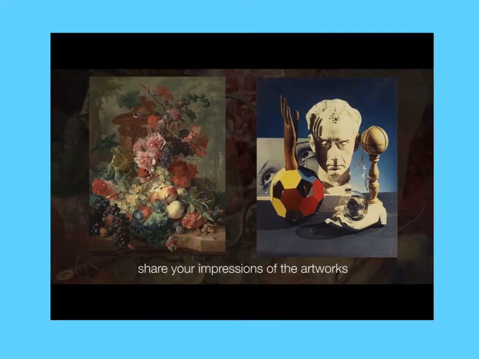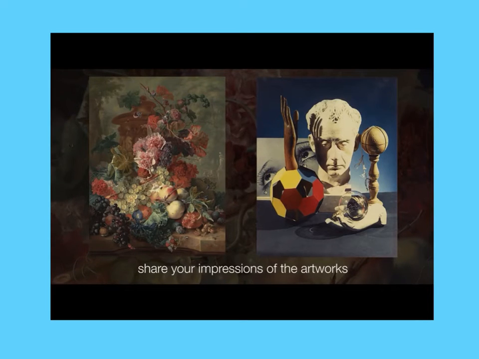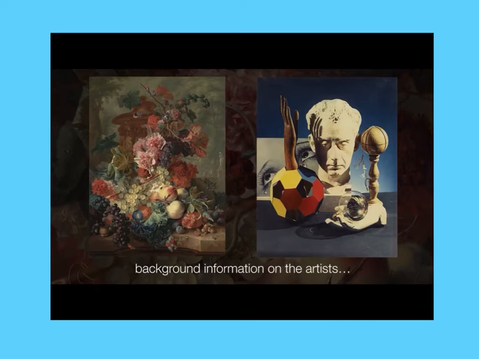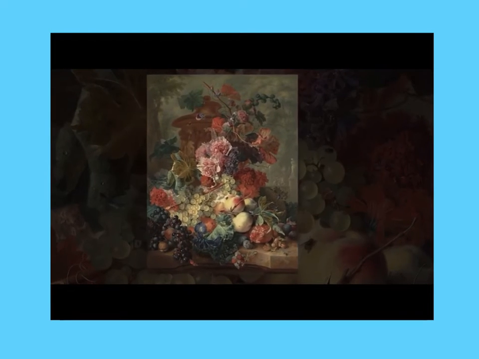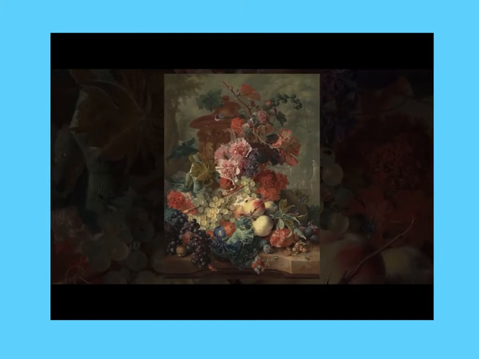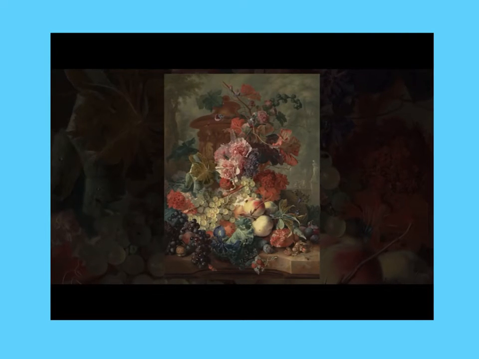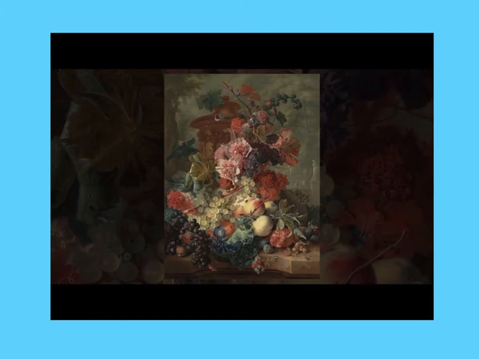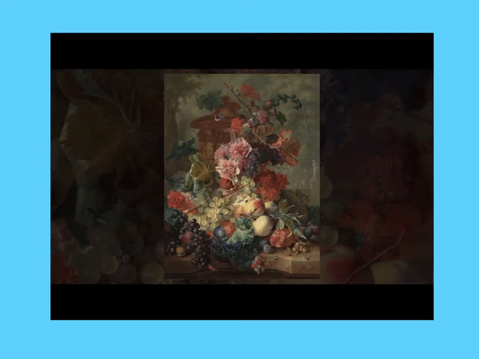Now, let's share our impressions of the artworks. It's like a test question that you always get right because it's about your opinion. It may help to have some background information on the artists, so you can better reflect on potential meanings of their work. Jan van Huysum, like other still life painters of his time, painted arrangements of natural objects in celebration of the beauty and abundance of life. Van Huysum developed his own special process of building up layers of color in order to create these realistic-looking fruits and flowers.